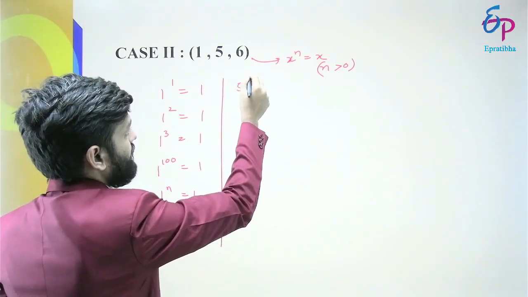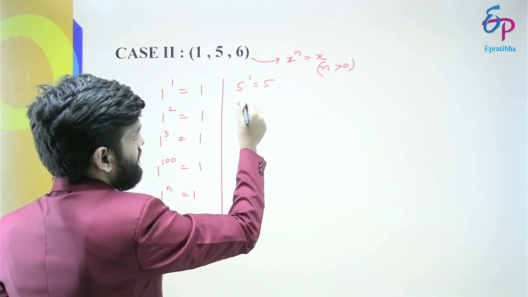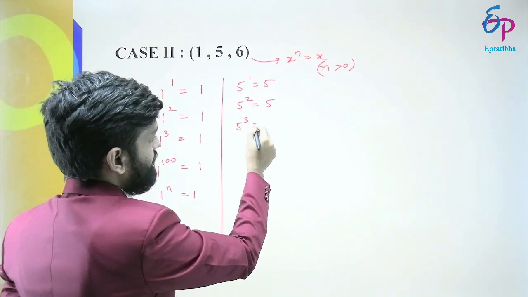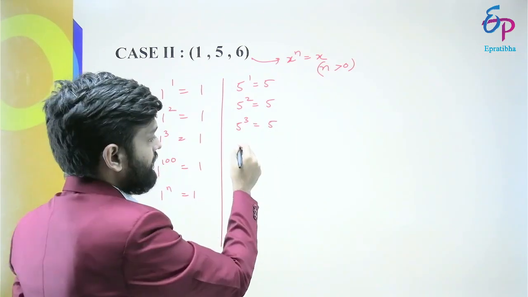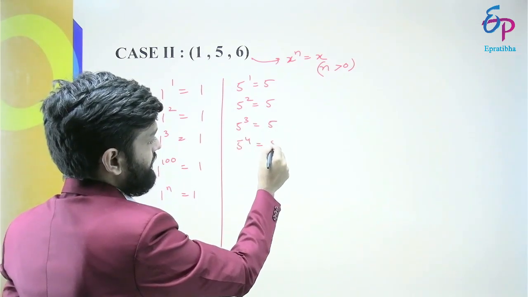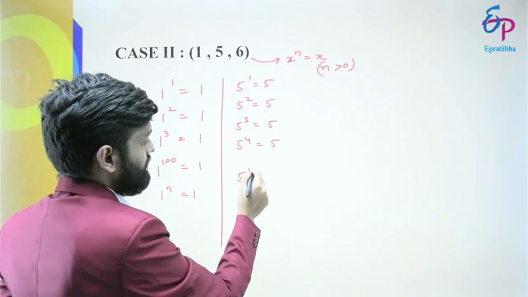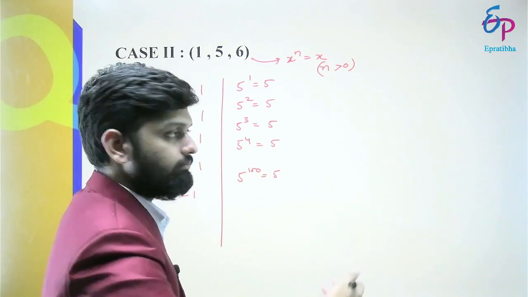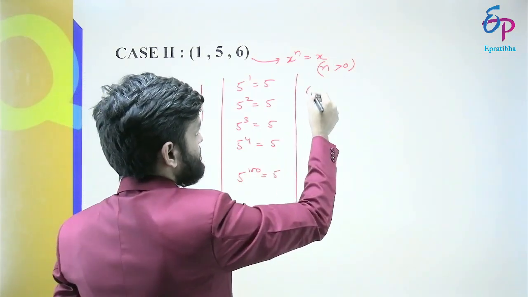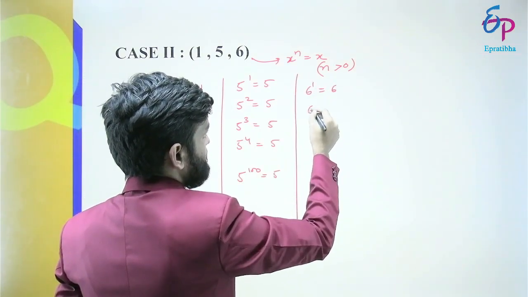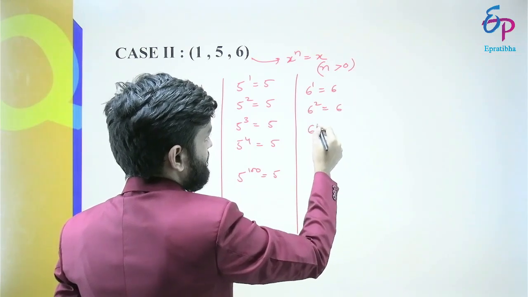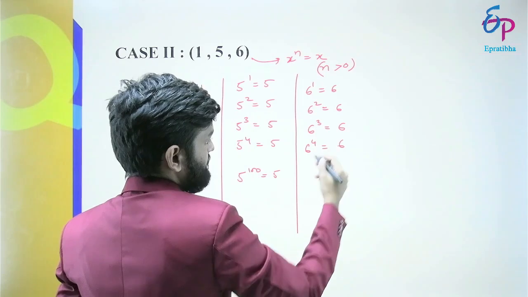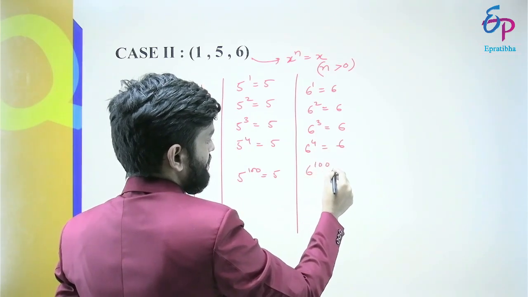But 5 power 1 is 5. 5 square is 25, the unit digit is 5. 5 cube is 125, the unit digit is 5. 5 power 4 is 625, unit digit is 5. That means 5 power 100 is also 5 only. There is no cycle, all the values are the same. If you take 6 power 1 is 6, 6 square is 36, 6 cube is 216, 6 power 4 is again 6 into 6, 36 only, 6 power 100 is also 6.